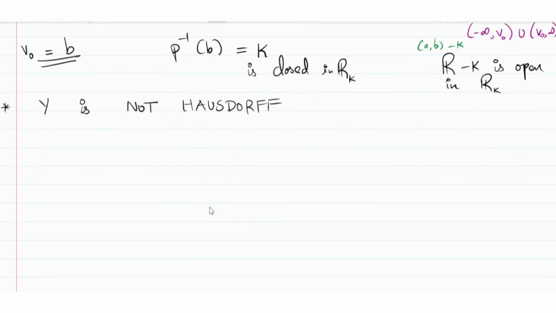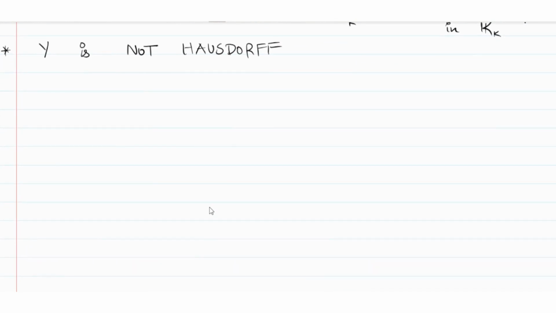So what is the Hausdorff condition? Any two distinct elements of the set can be contained in two disjoint open sets. That's Hausdorff. I will show that this is not possible for the elements 0, b of the space Y.